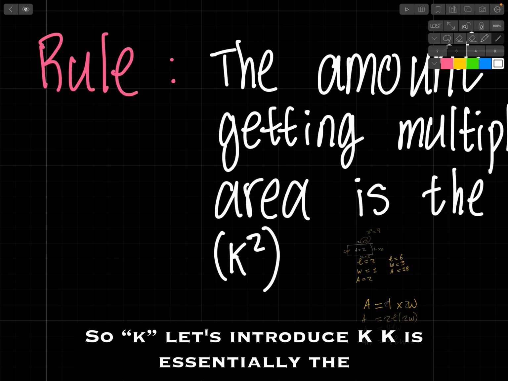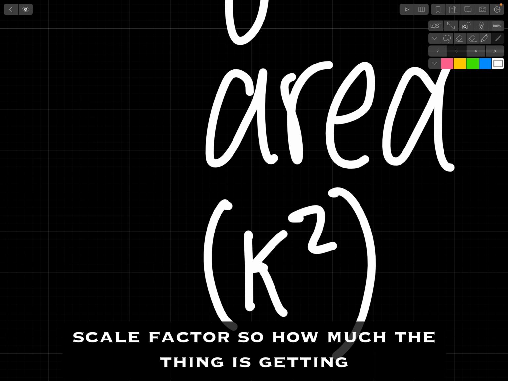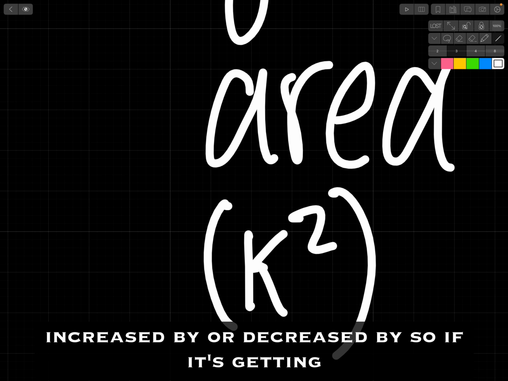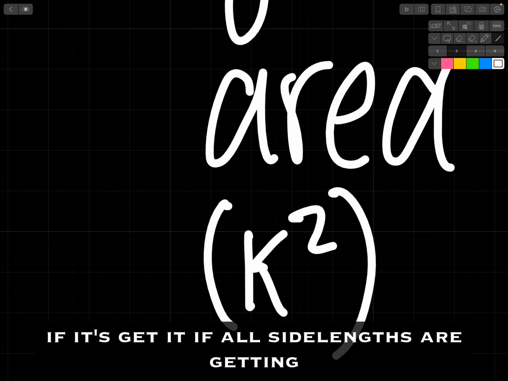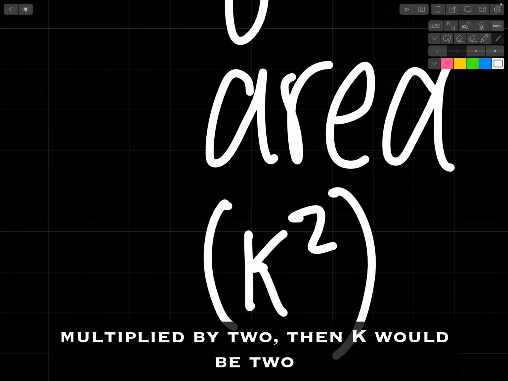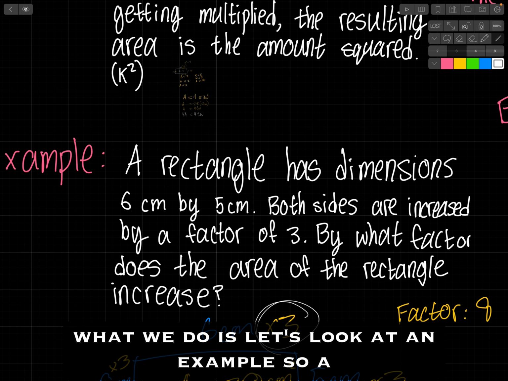So let's introduce K. K is essentially the scale factor, so how much the thing is getting increased by or decreased by. So if it's getting reduced by half, K will be 1/2. Or if all side lengths are getting multiplied by 2, then K would be 2. So let's look at an example.